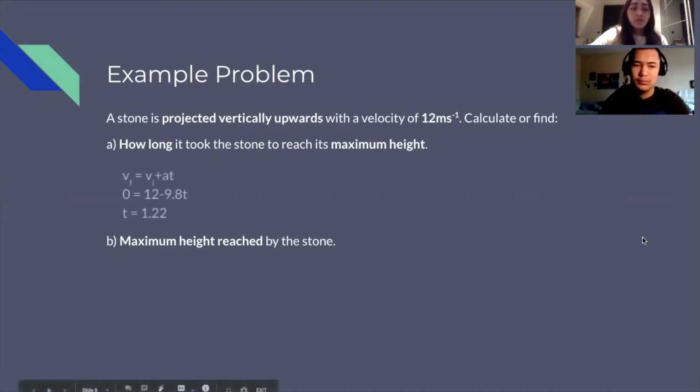First up, how long it took. The main point that we want to emphasize with this problem is that you have to solve this by realizing that when the stone reaches its maximum height, the velocity will be 0. So you can use the following equation and set v final to 0. You know the initial velocity is 12 because it's given, and that the acceleration for the vertical component, which is what we're solving through, is 9.8. And we get 1.22 seconds.